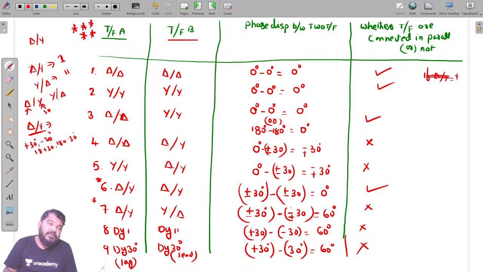But we are interchanging: primary is star, secondary is delta. So if it is interchanged, then what will happen? If the star delta star is plus 30 degrees, then the star delta connection is minus 30 degrees. If the outgoing terminals are same, if it is mentioned so, then we can use that formula.